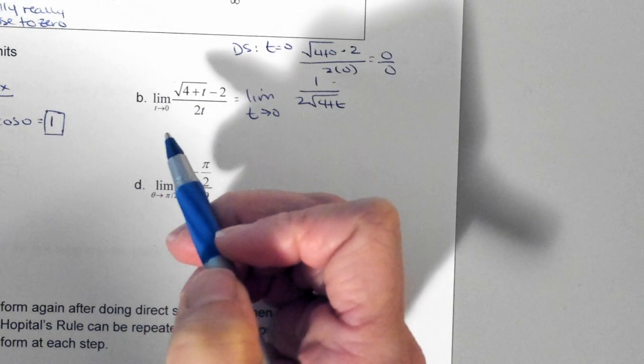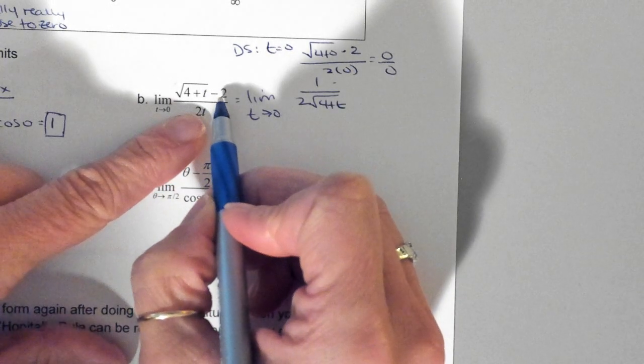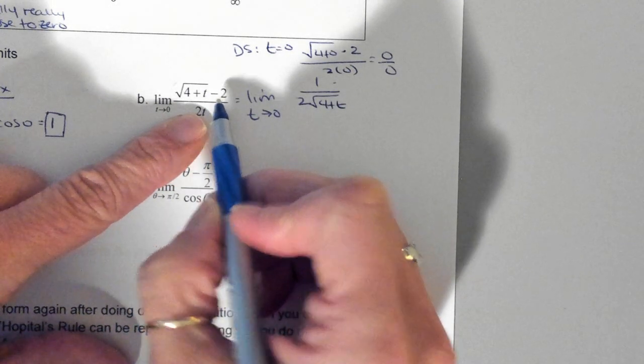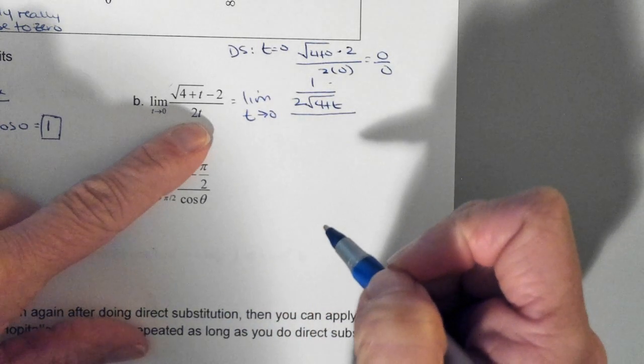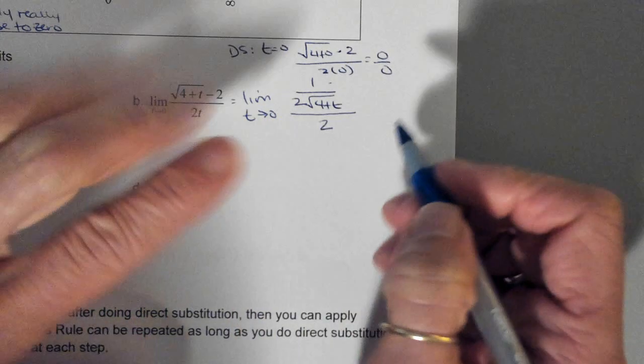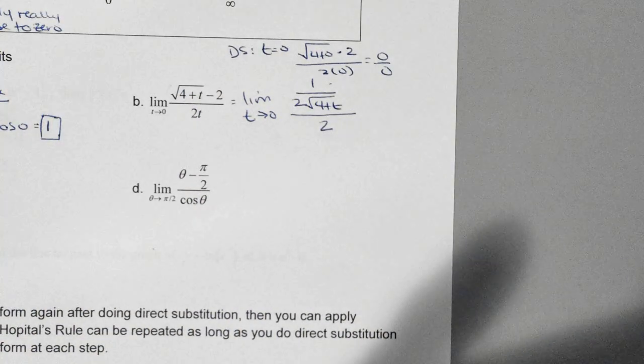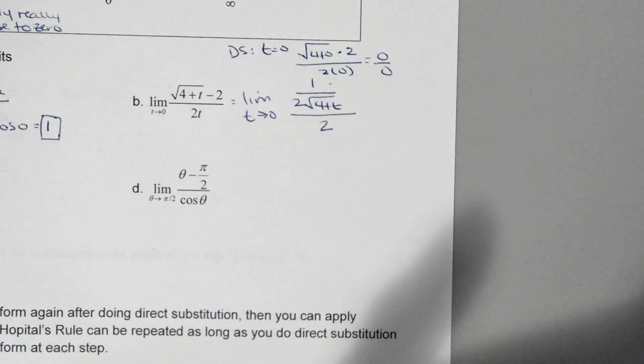Yeah, it's just 1. So that's the first part. What's the derivative of negative 2? 0. Okay. So now you take the derivative of the bottom. What's the derivative of 2t? 2. Okay, before I continue, does everyone understand how we took the derivative of the top and the bottom independently?